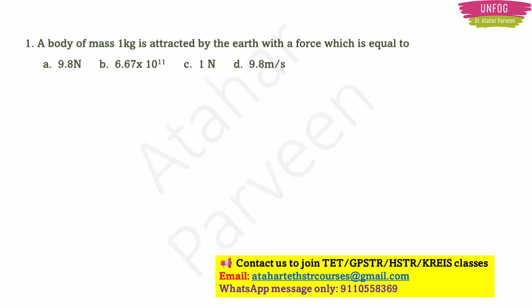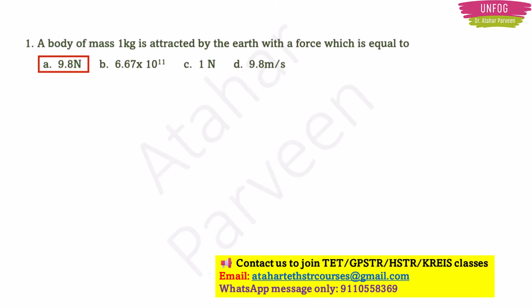Okay. So the first question is, a body of mass 1 kg is attracted by the earth with a force which is equal to, 4 options are given. See, we know Newton's law of gravitation now. According to Newton's law of gravitation, we know that the force will be equal to 9.8 newtons. Okay. If mass is 1 kg, it means force will be 9.8 newtons. Don't even see the other options. Just tick the option which is having 9.8 newtons.